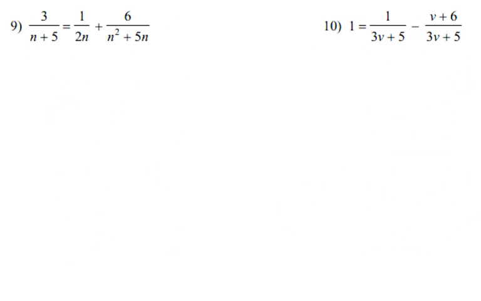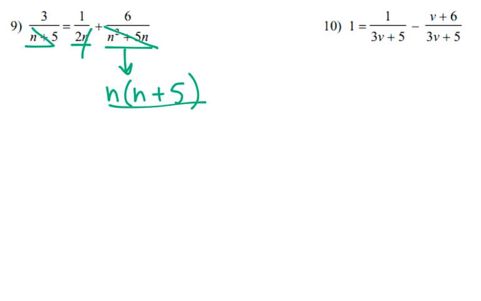Alright, so same idea here. So we've got a 2n, n plus 5, n squared plus 5n. Well, if we simplify that one, we get n times n plus 5. So if I multiply by this whole thing, I'll get rid of this, I'll get rid of the n, and I'll get rid of this. So one more thing we'll need to multiply by is a 2 to get rid of that 2. So this may be one you want to write out.